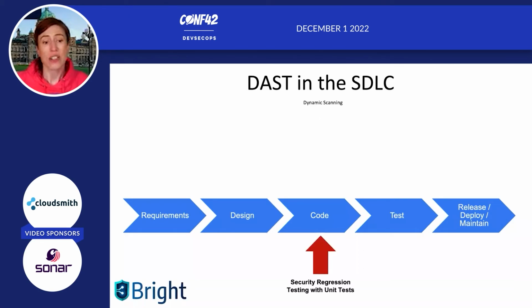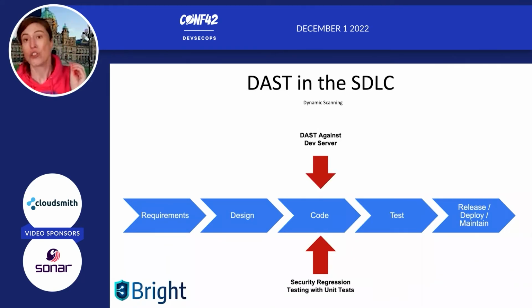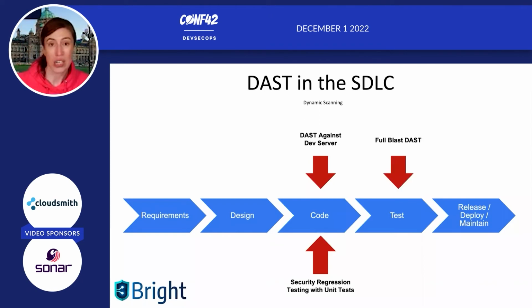So we can do security regression unit testing with some dynamic scanners. We could test against our dev server. So as soon as we are able to deploy code, or even in localhost, you can aim a dynamic scanner at that and get some results.